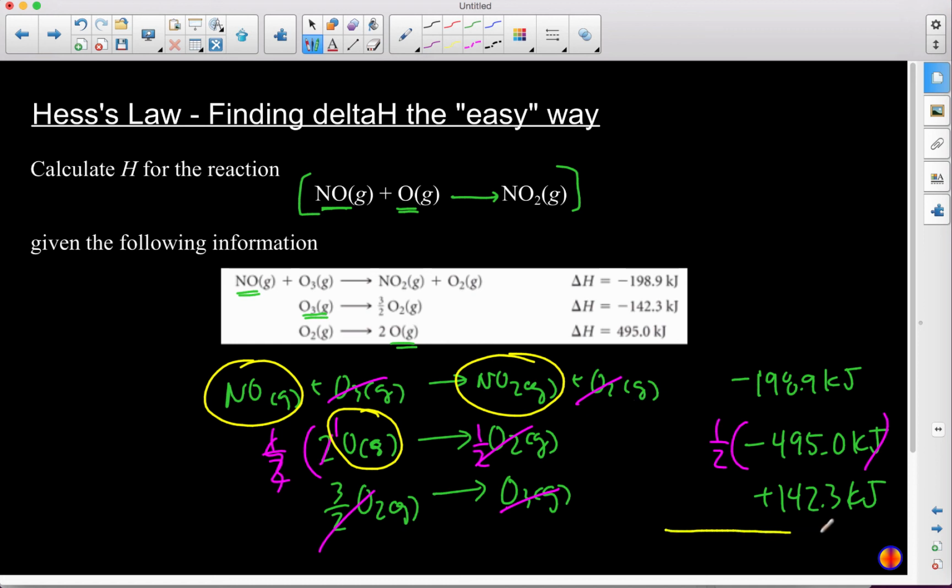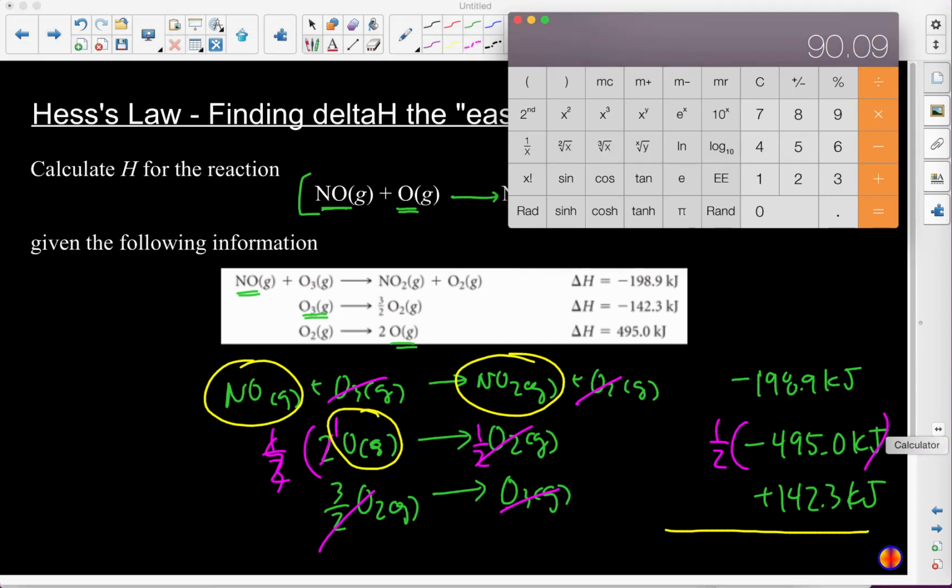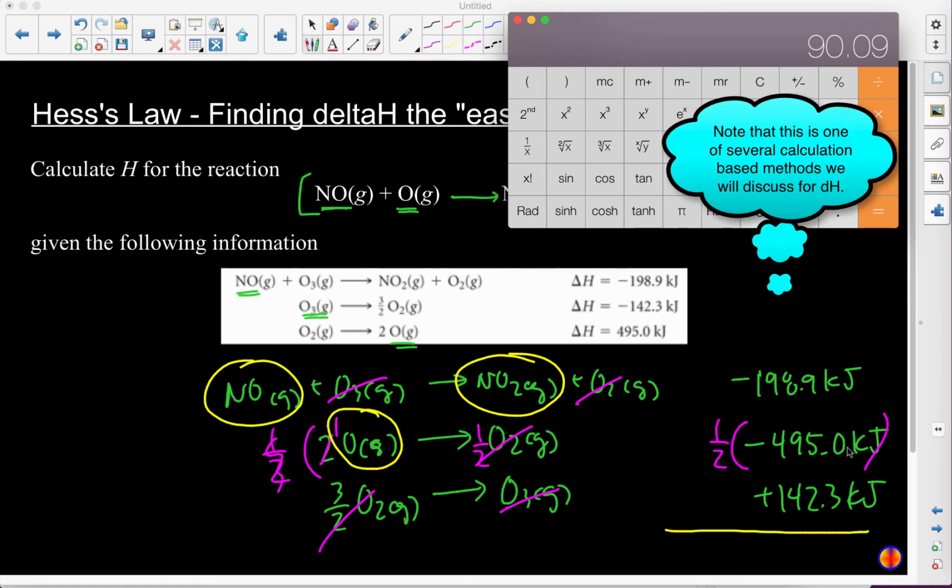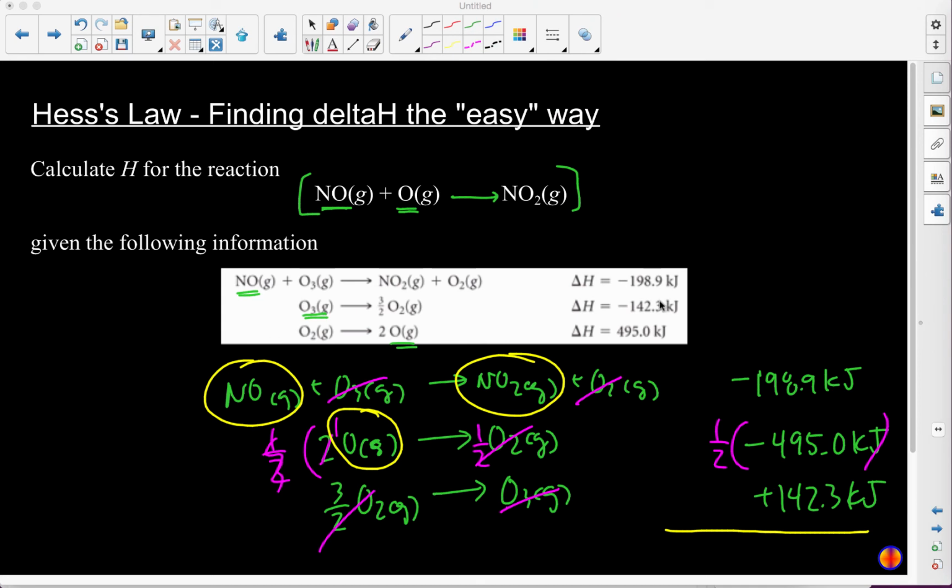So then all we're going to do is take our values and add them together. And that's how I like to think about it. I'm just going to take negative 198.9 plus 1/2 of negative 495 plus positive 142.3, okay? And that's going to give us our final number, which I think you can do on your own, I feel like.